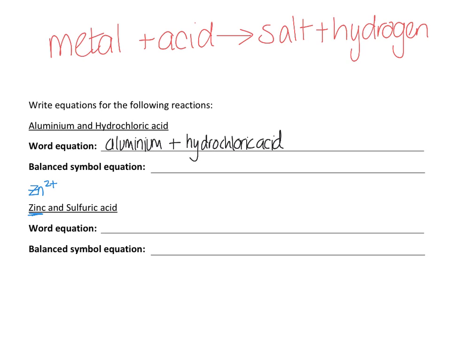And that's going to give me two products. I know that from my general equation. That's why it's so important to learn your general equation. Otherwise you won't know what this produces. So aluminium plus hydrochloric acid is going to give us a salt plus hydrogen. How do we name our salt?